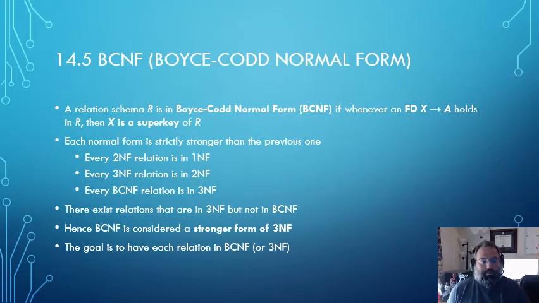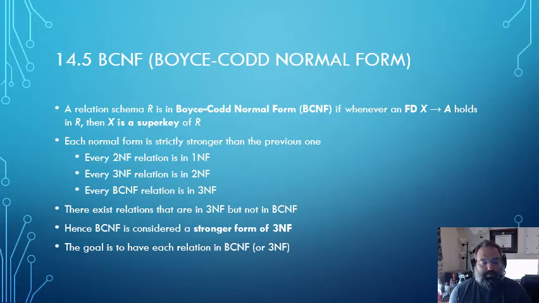Boyce-Codd normal form. A relational schema R is in Boyce-Codd normal form, BCNF, if, whenever a functional dependency X implies A holds in R, then X is a superkey of R. Every normal form is strictly stronger than the previous one. A second normal form relation is in first normal form, a third normal form relation is in second normal form, and Boyce-Codd normal form is in third normal form. There exist relations that are in third normal form but not in Boyce-Codd normal form. Hence, BCNF is considered a stronger form of third normal form.